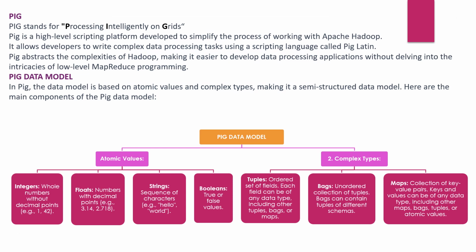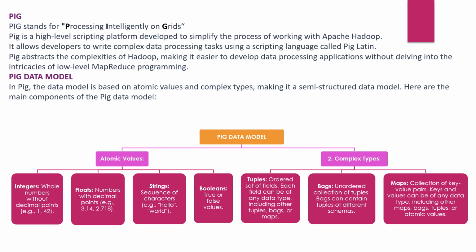Pig. Here Pig stands for Processing Intelligently on Grids. Pig is a high-level scripting platform developed to simplify the process of working with Apache Hadoop. It allows developers to write complex data processing tasks using a scripting language called Pig Latin. Pig abstracts the complexities of Hadoop, making it easier to develop data processing applications without dwelling into the intricacies of low-level MapReduce programming. So here let's see Pig's data model.